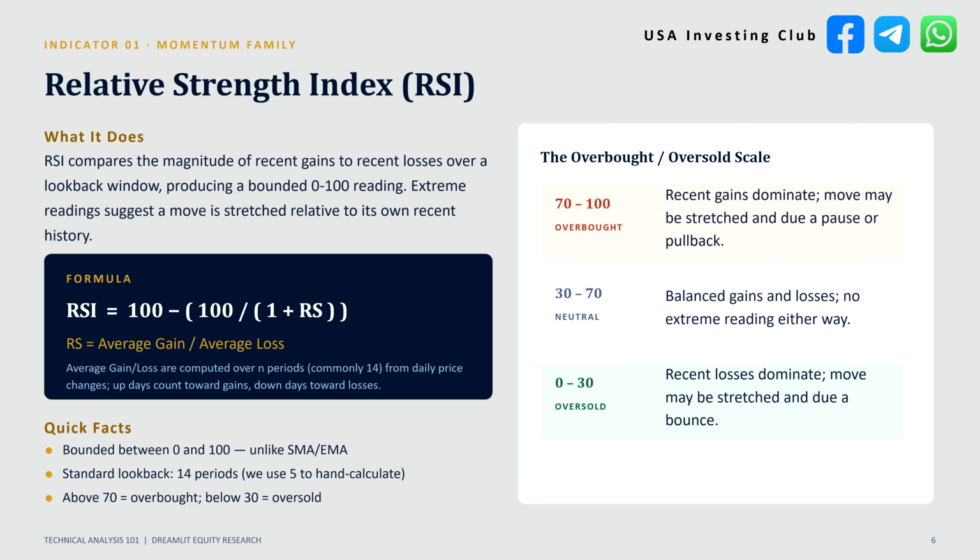Break that 0 to 100 scale into 3 bands. 70 to 100 is overbought, meaning recent gains have dominated and the move may be stretched and due a pause or a pullback. 30 to 70 is neutral, a healthy balance between gains and losses, and 0 to 30 is oversold, meaning recent losses have dominated and the move may be stretched and due a bounce.